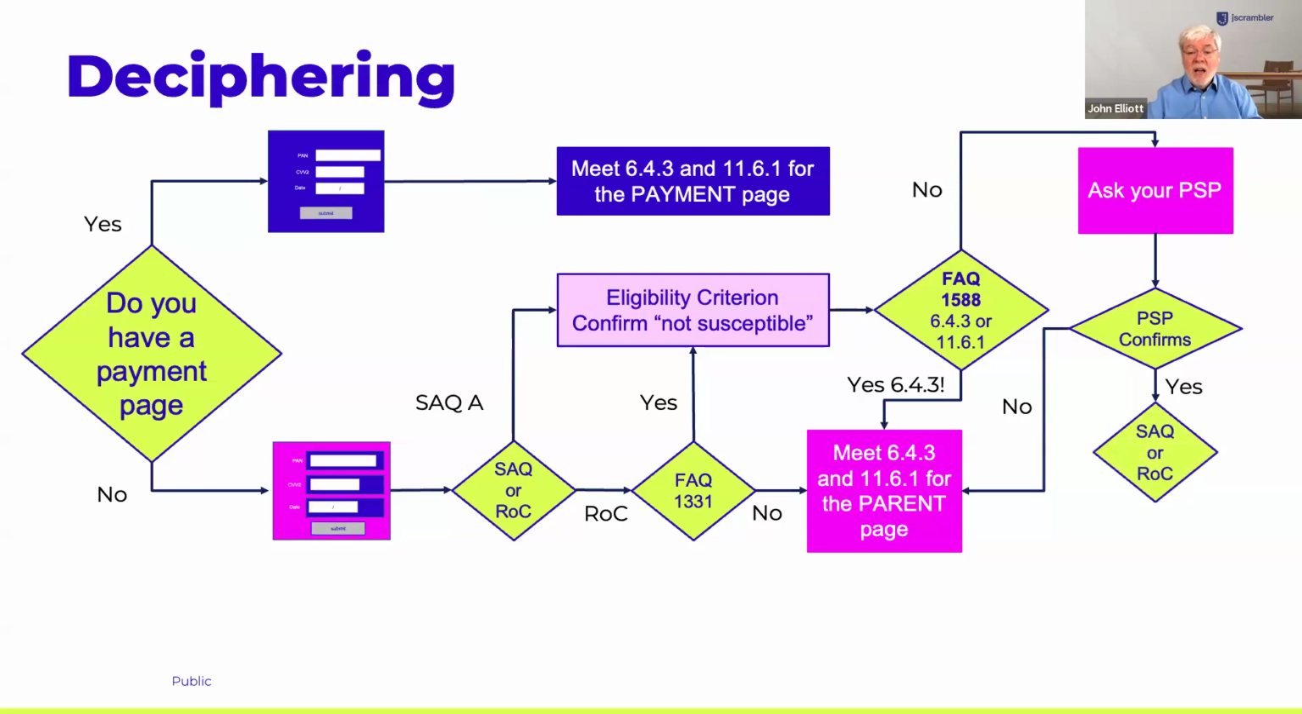If they say no, you're back to doing 6.4.3 and 11.6.1 for the parent page. If they say yes, we now need to work out if you're doing an SAQ or a ROC. If you're doing an SAQ, that's done. You don't have to do any more. If you're doing a ROC, your QSA needs to validate the confirmation that the PSP gave you. And I'm really sorry that to meet two new requirements, we ended up with a flowchart with, what, 1, 2, 3, 4, 6 different decision boxes and a number of different places you could end up. And again, feel free to steal this and use it in your own presentations.